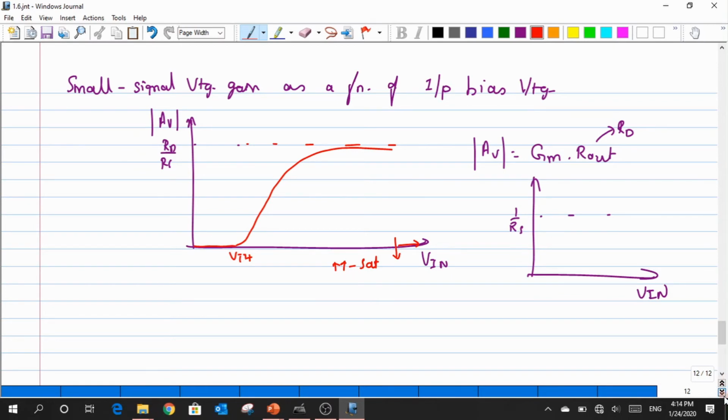Okay. Yeah. So let us do a simple, quick problem. Assume that gamma and lambda are all equal to 0, and then I just want you to calculate the small signal gain.